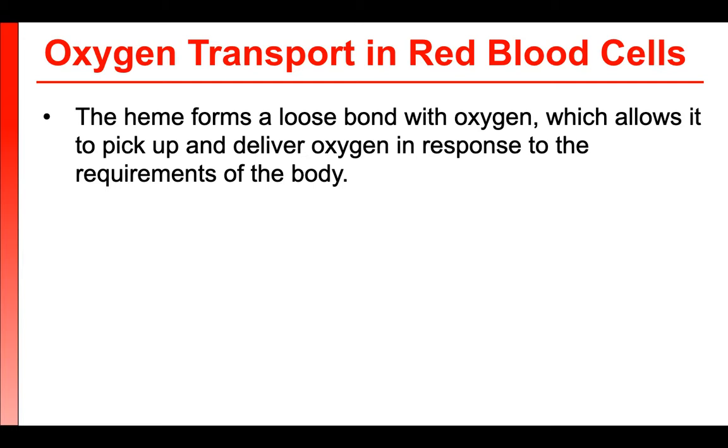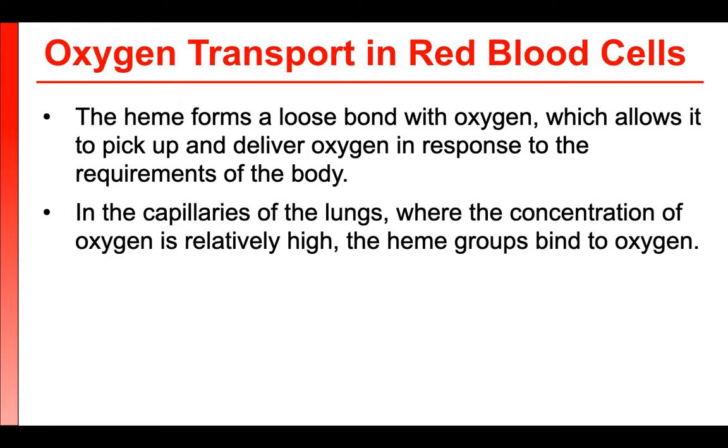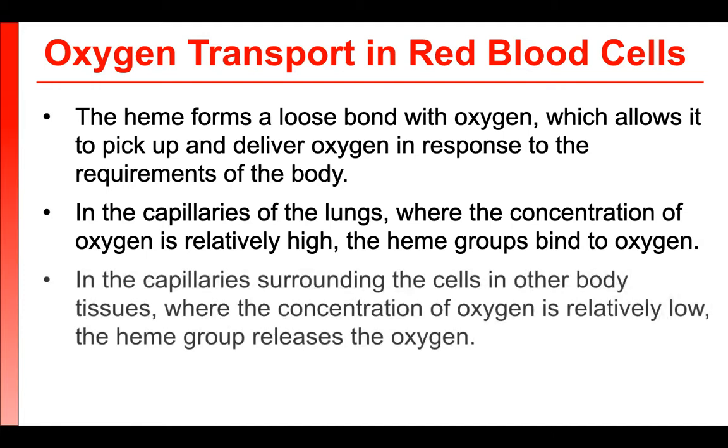The heme forms a fairly loose bond with oxygen, which allows it to pick up and deliver oxygen in response to the requirements of the body. So in the capillaries of the lungs, where there's lots and lots of oxygen, the heme groups will bind to the oxygen. And then once the blood has reached the cells in other body tissues where the concentration of oxygen is relatively low because they're constantly using it up, the heme group will release the oxygen to provide it to those cells.